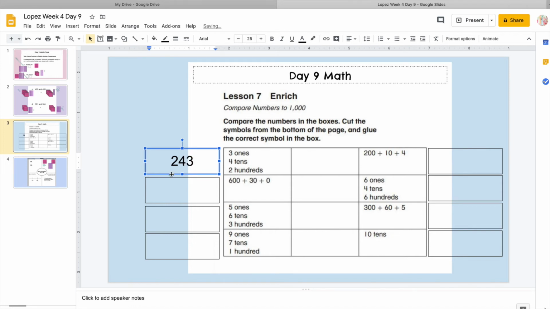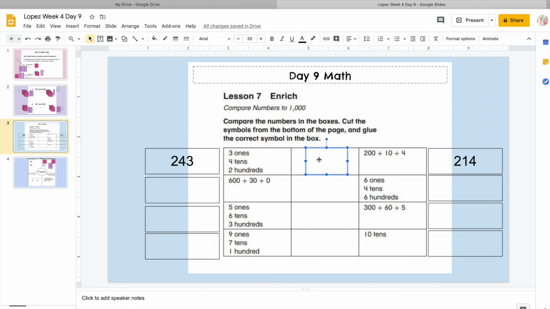So I am comparing 243, and I'm going to come over here, and we are comparing that. Here we have a number in expanded form, so we are going to put that in standard form to make it easier to compare. And we have 2 hundreds, we have 1 ten, and we have 4 ones. So I am comparing 243 to 214. Starting in the hundreds column, we have a 2 in each, so we know that value is equal. We need to move over to the tens column where we have a 4 and we have a 1. We know that 4 is greater than 1, so that tells us that 243 is greater than 214.